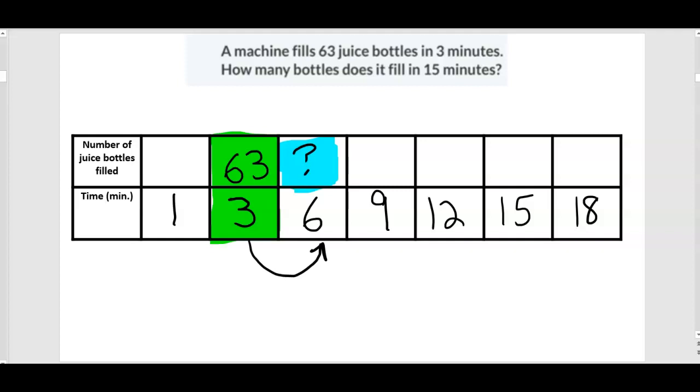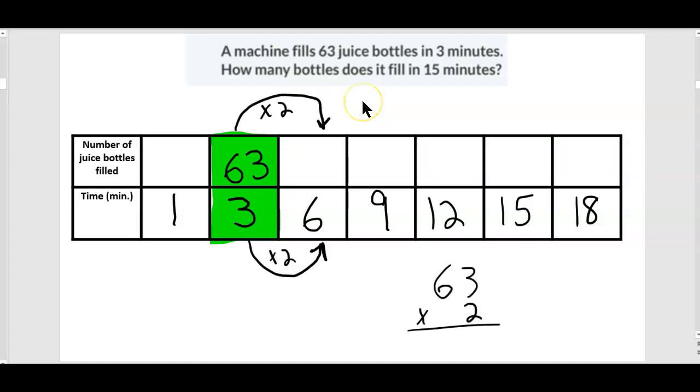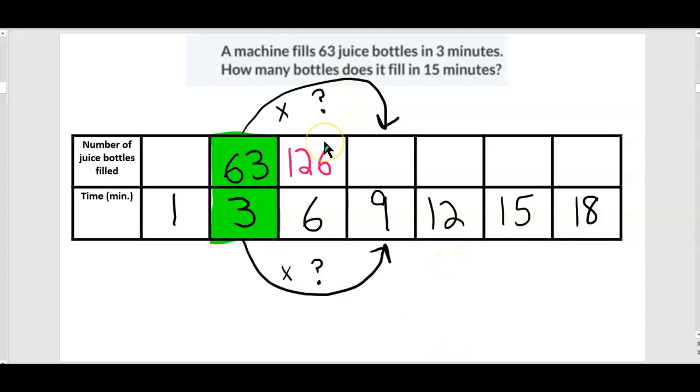Well, if we do 63 in 3 minutes, isn't 6 minutes just twice as much time? So that's times 2. Shouldn't we be able to do twice as many bottles? Yeah, absolutely. Which is 63 times 2, 126. And this is 3 times the time, so we should have 3 times the amount of bottles. And that's how we do it.